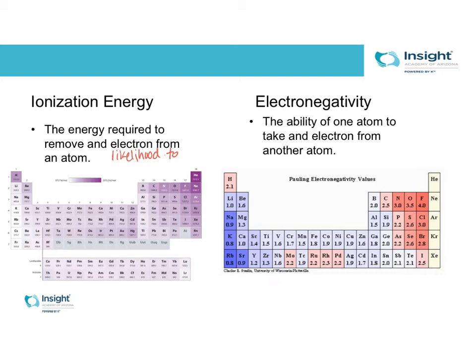All right, so it's the likelihood to lose an electron or be a positive ion. So you can see the darker purple elements have high ionization energies. The darker the purple, the more energy it takes to remove an electron, which means those atoms aren't going to form positive ions.